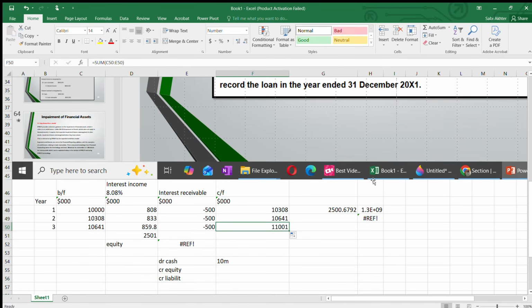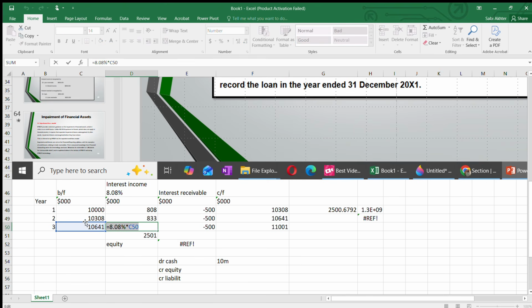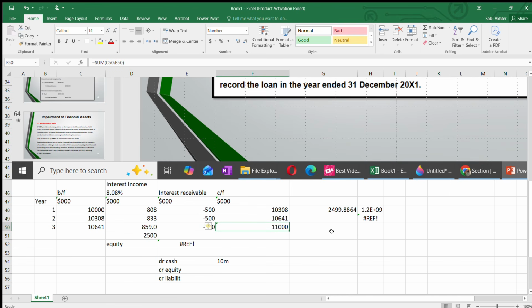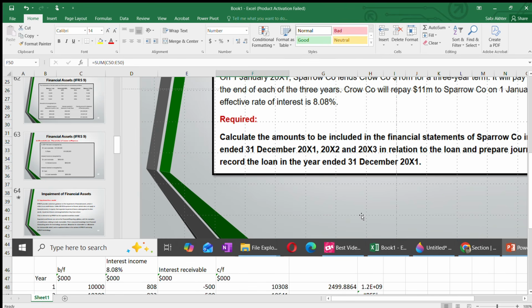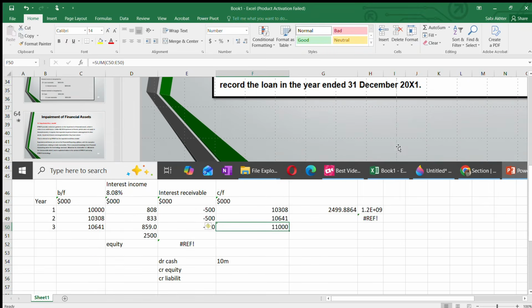Now, if I just write 859 here, you see this should add up to 11,000. I'm rounding it down rather than rounding it up, because remember, my closing figure always has to be the amount that they have given, the amount that they are repaying at 11,000. That is 11 million.